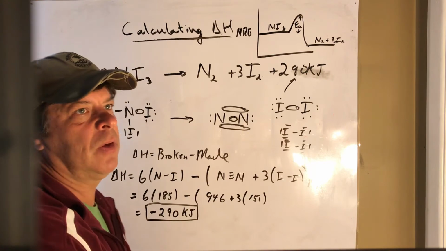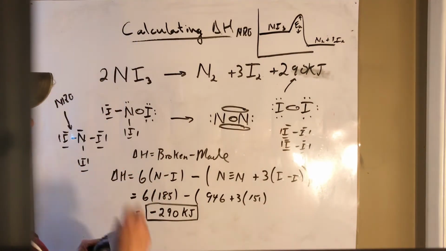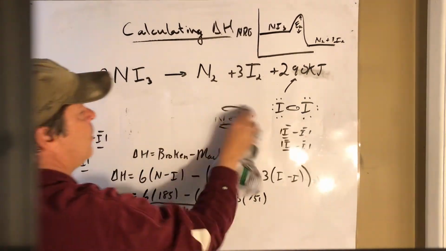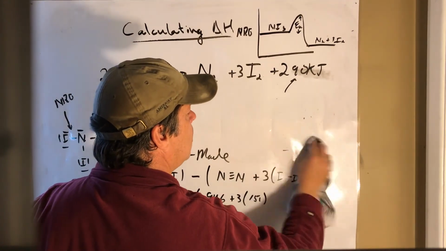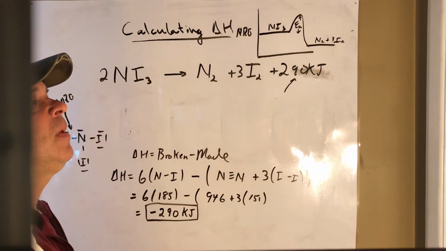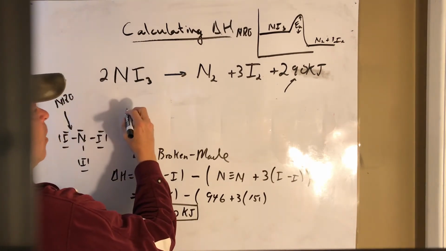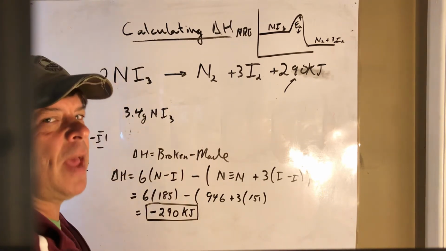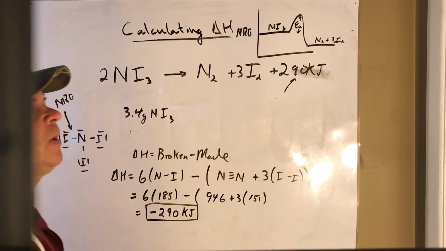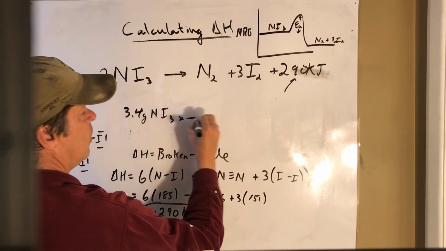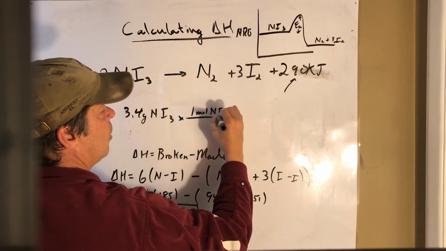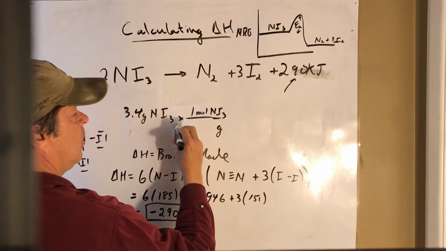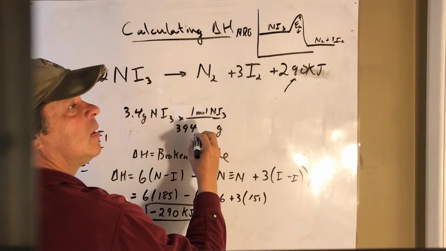All right, there's one more thing I want to do. Let me erase something here for a second, and we'll show you, okay? One more thing that you haven't seen before. This should look pretty familiar too. We can quantify this a little bit, and let's say we have 3.4 grams of NI3, and we want to figure out how much energy is released. So what we can do is convert this to moles. For every 1 mole of NI3, the molar mass of NI3 is, I'm just looking over here, 394.71.